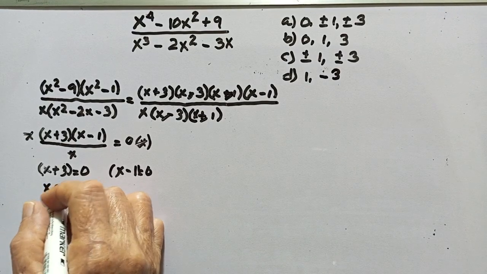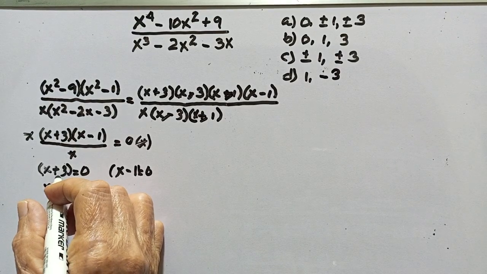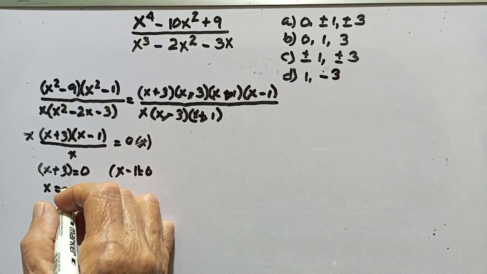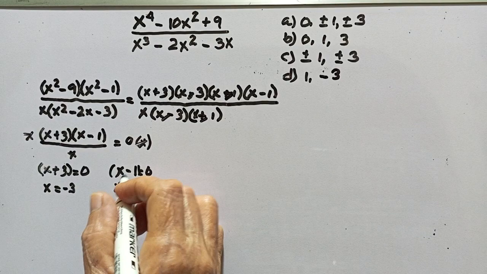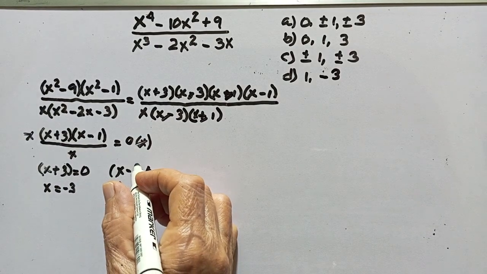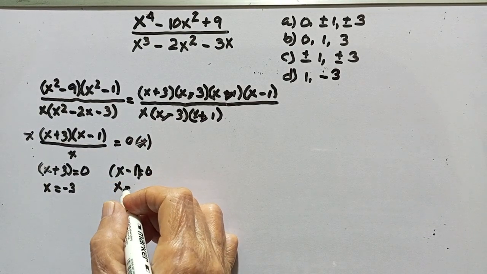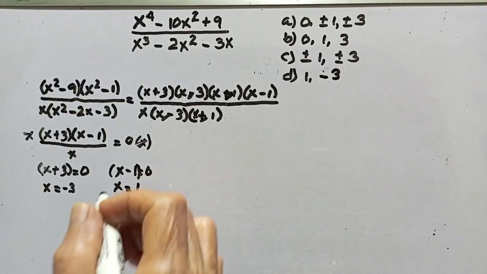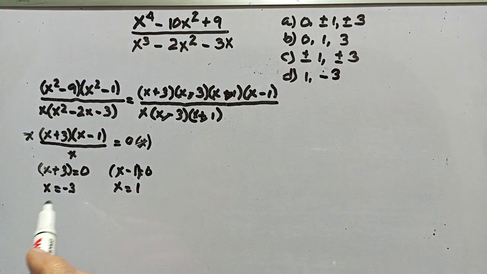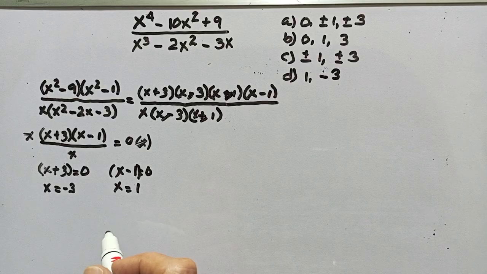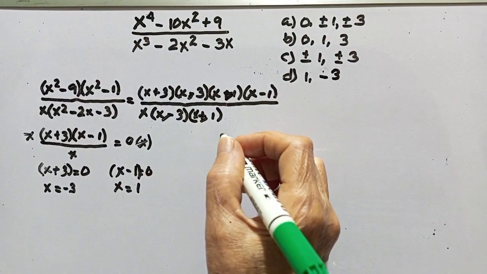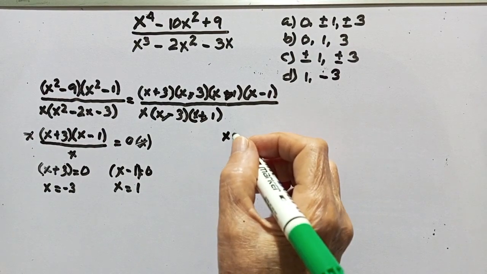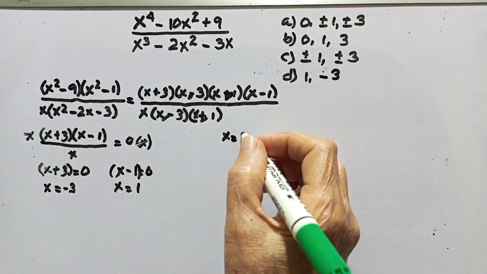Solving for x, just transpose the positive 3 to the right side, that becomes negative. And solving for x, transpose 1 to the right side, that becomes positive. So our values are minus 3 and 1. But we have to check whether our answers are correct. So let us check for x equals 1.